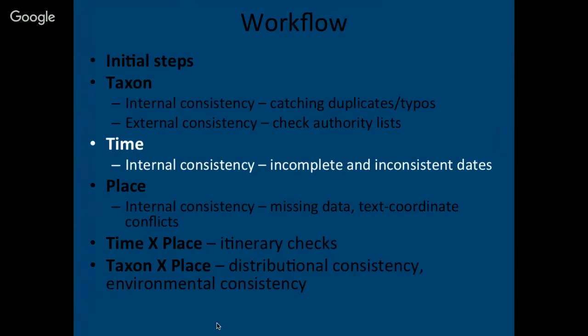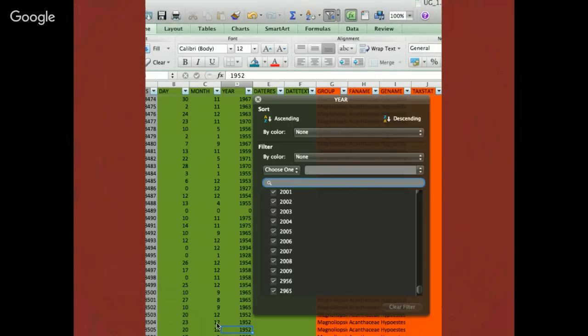Okay, let's go on to time. This was fun. I was playing with a data set on the plants of Ghana, and I was just looking at time information. And this is very, very easy to do. In fact, I did these explorations in Excel. And you can see this is just the end of the list, but 2001, 2002, 2003, and then the year 2956 and the year 2965.